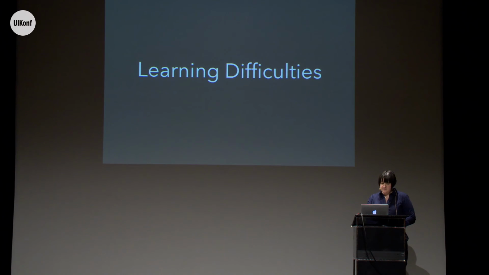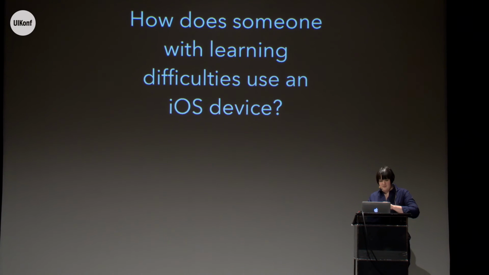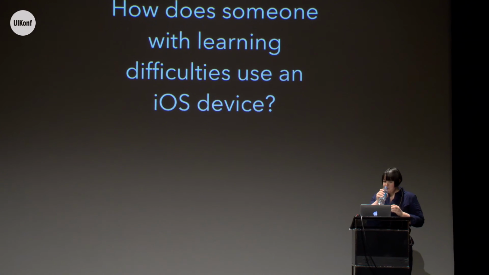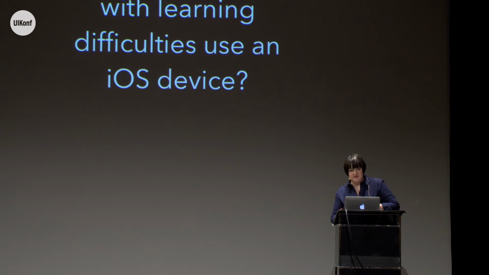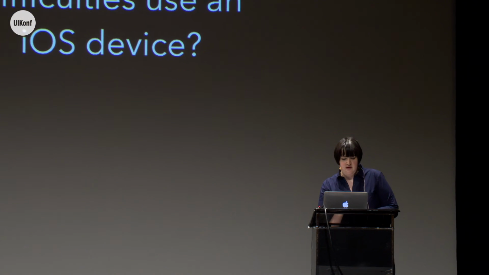So in learning difficulties, how does somebody with learning difficulties use an iOS device? So we've got something called guided access, and it helps people with autism or other kind of attention and sensory challenges to stay focused on one thing. So it disables the home button and things like that. And you can also selectively disable different buttons if you don't want them to buy Smurf berries or something. You can just take all of that out.